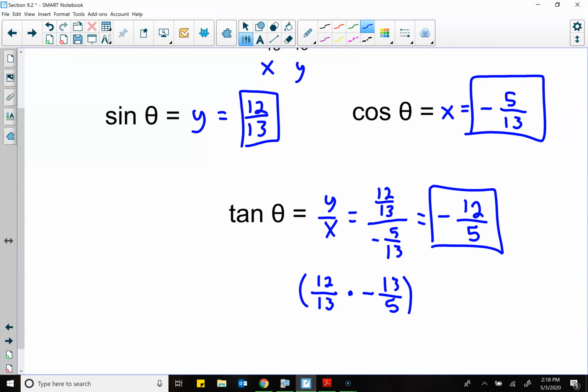That's what we're doing right now. Because we're on the unit circle, it makes things really, really easy for us. Okay? You just got to follow those simple formulas. A lot of trig is following those formulas. Okay? So there you go. That's it.